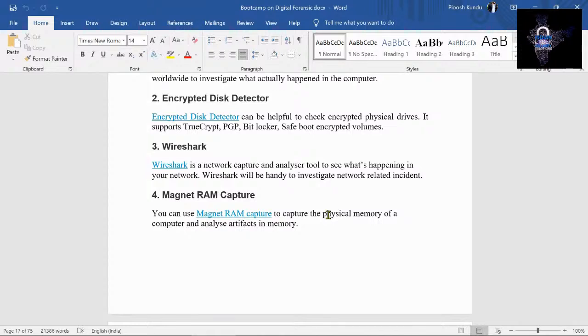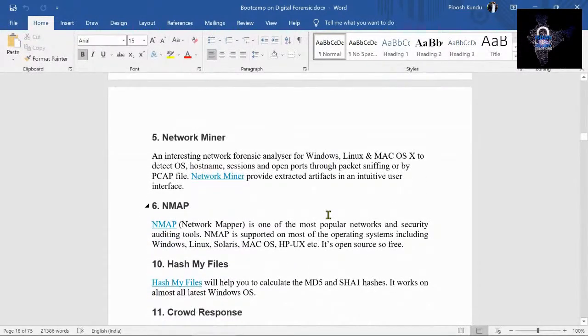Third is Wireshark. Wireshark is a network capture analyzer tool which shows what is happening in your network. It can be handy to investigate network-related incidents. The fourth is Magnet RAM Capture. You can use Magnet RAM Capture to capture the physical memory of the computer and analyze the artifacts in the memory. Fifth is NetworkMiner. It is an interesting network forensic analyzer for Windows, Linux, and Mac OS. It detects OS, hostnames, sessions, and open ports through packet sniffing or PCAP files, and provides extracted artifacts between intrusive users and the interface.